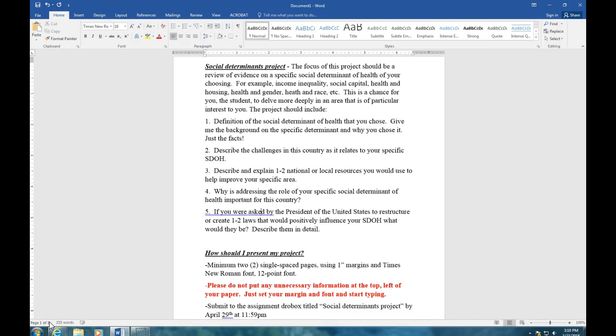So give me 1 or 2 and describe them in detail, meaning, what would the law say? What would be the purpose behind the law and how it would impact that particular social determinant of health, and why do you feel like that law is really important? So 1 to 2 laws that you would either restructure, so if there's a law already in place, how would you restructure it, or what would you create? Okay, and so that's sort of the components that I want to be in your project.